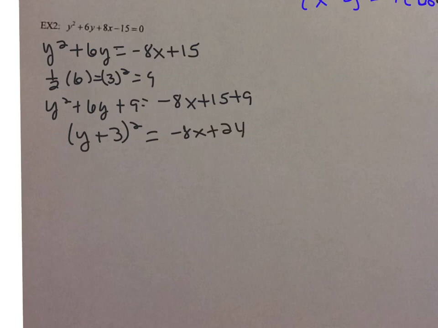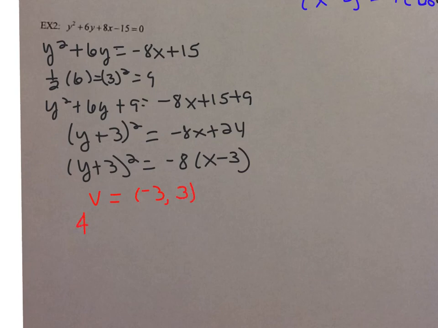And on the right side we need to factor out the negative 8. So it would be y plus 3 squared, factor out the negative 8. Negative 8 times x minus 3. All right, so my vertex is negative 3, 3. 4p is equal to negative 8. So p is equal to negative 2. So that's vertex to focus. Since it's opening sideways, it's going to be to the left 2.